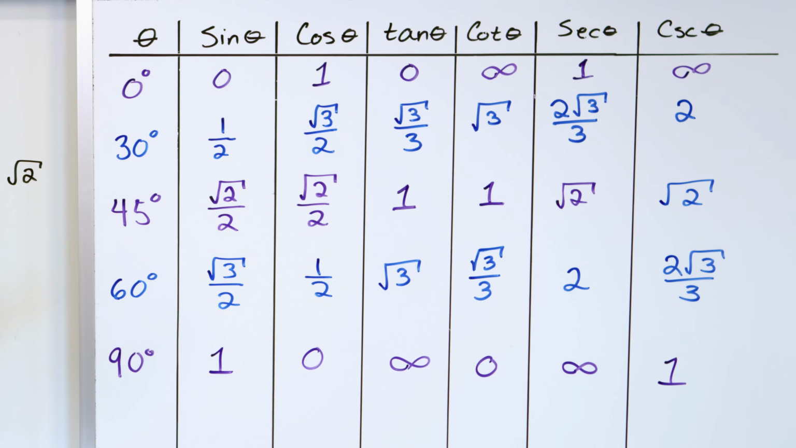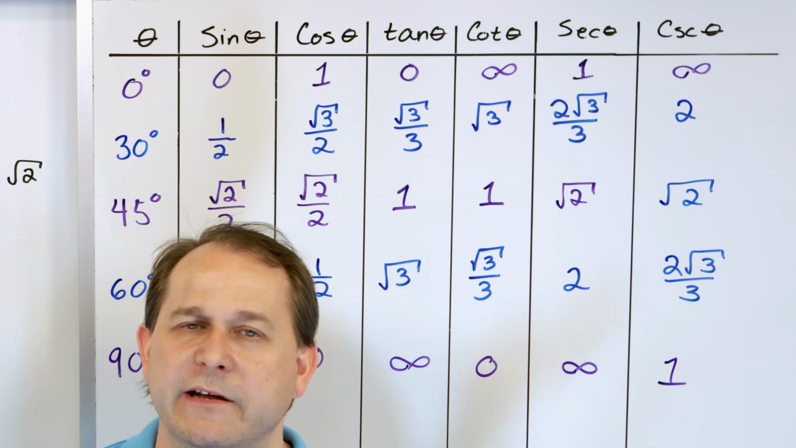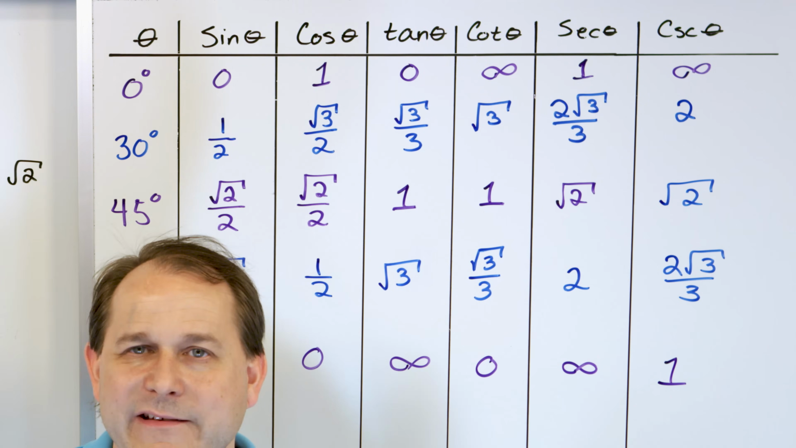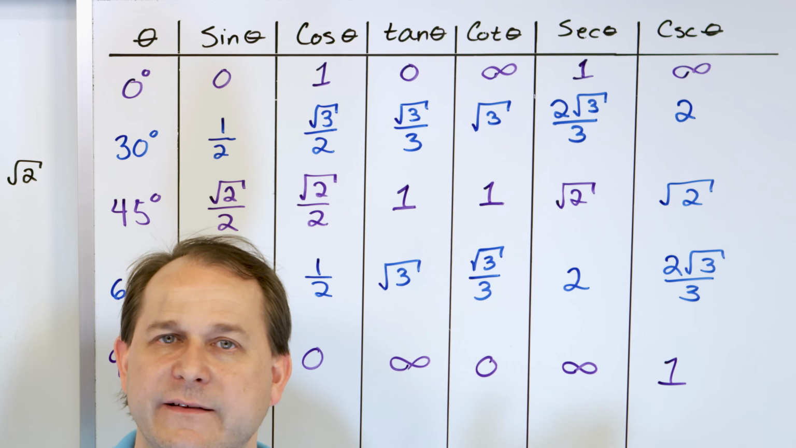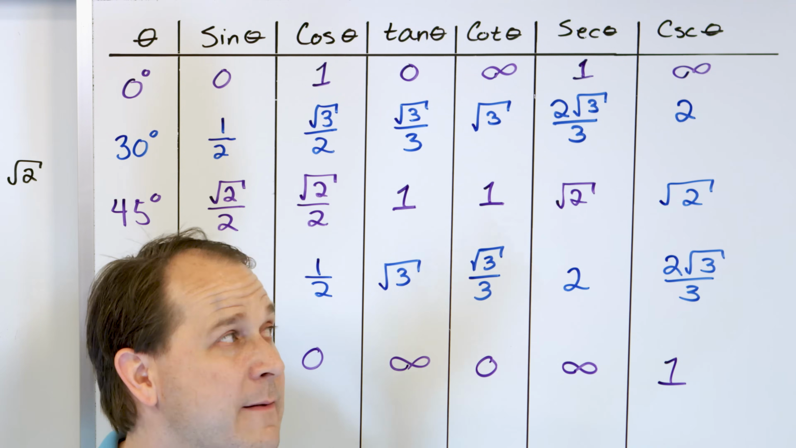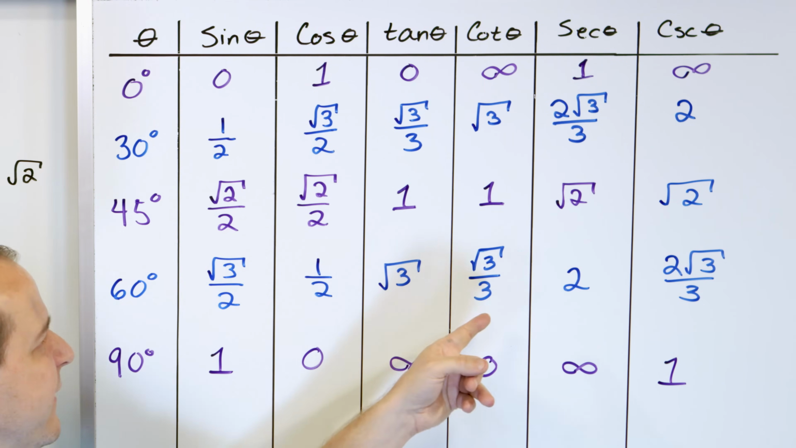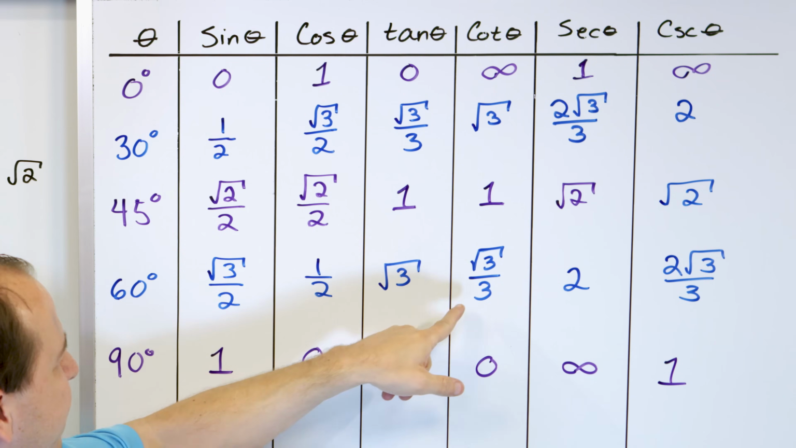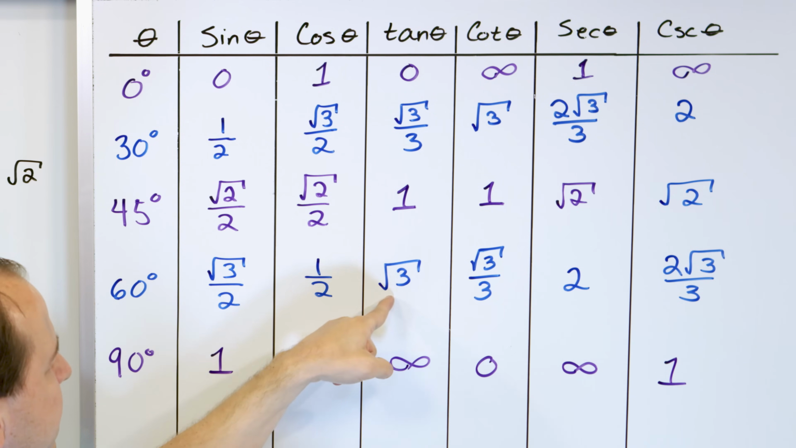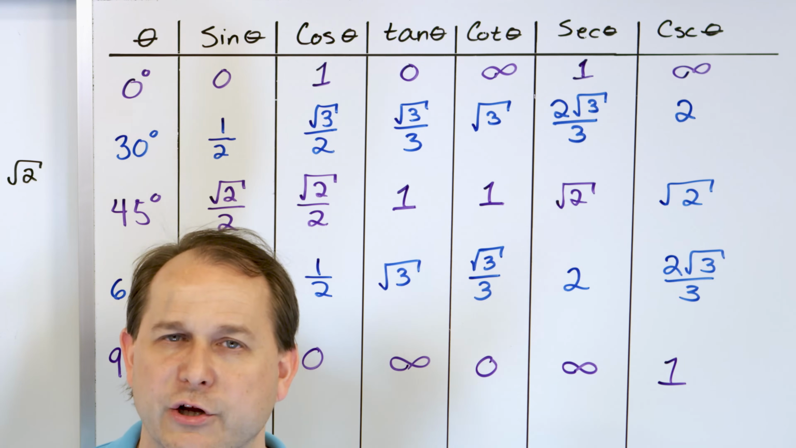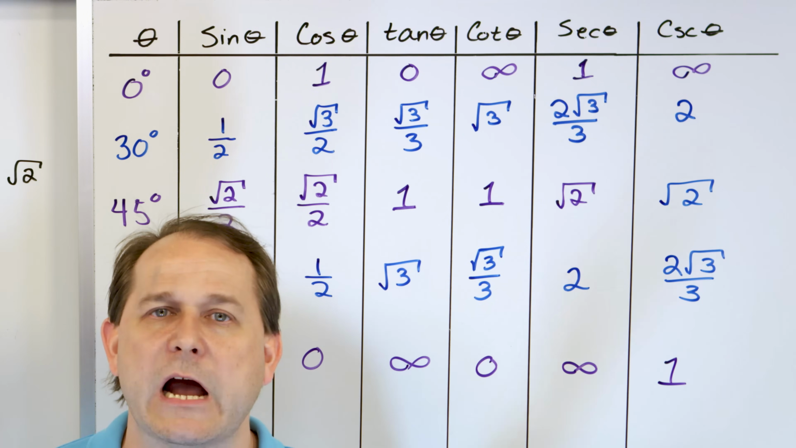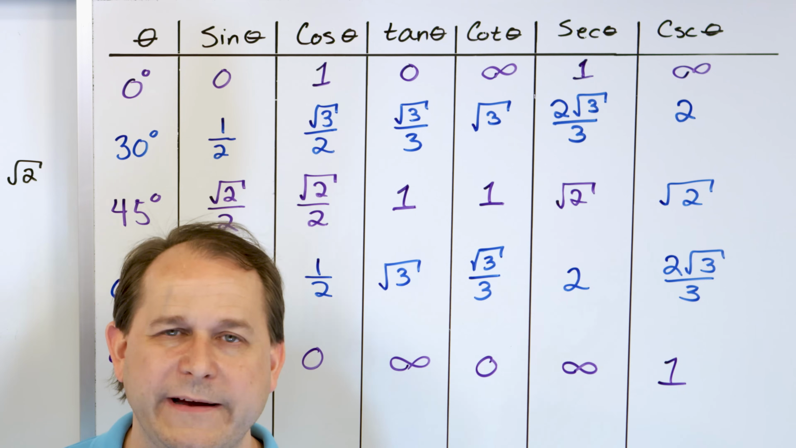Then we have 1, 0, infinity, 0, infinity, 1. Now look at this table and tell me it doesn't look crazy. It looks crazy to me. I understand everything in this table, but it still looks crazy to me because there's radicals everywhere. Sometimes a 3 is on the bottom and sometimes there's nothing on the bottom, and it's just crazy looking. So stop looking at the entire table and trying to memorize it. It's a waste of time.